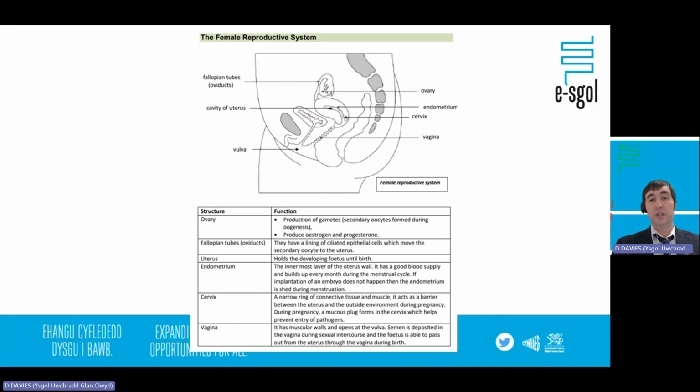uterus. Just in front of that, here you have the bladder. So that's the bladder just in front of the uterus. Pregnant women often need to go to the toilet quite often because they have a large baby growing in here, and that puts pressure on their bladder. Both of those tubes empty out into the vagina, and the vagina opens out by the vulva, just there.